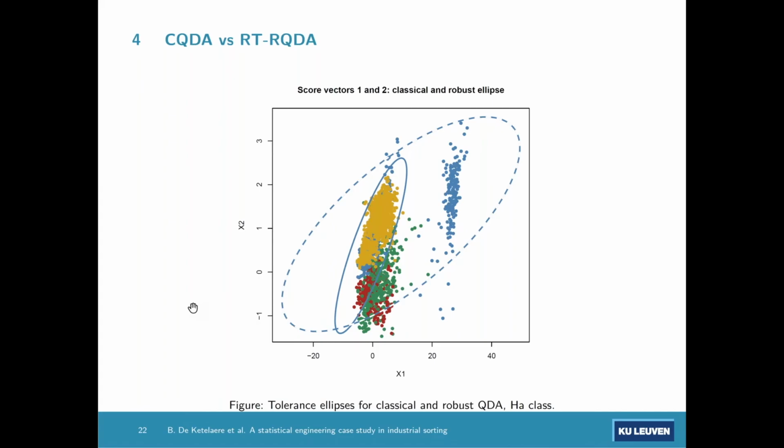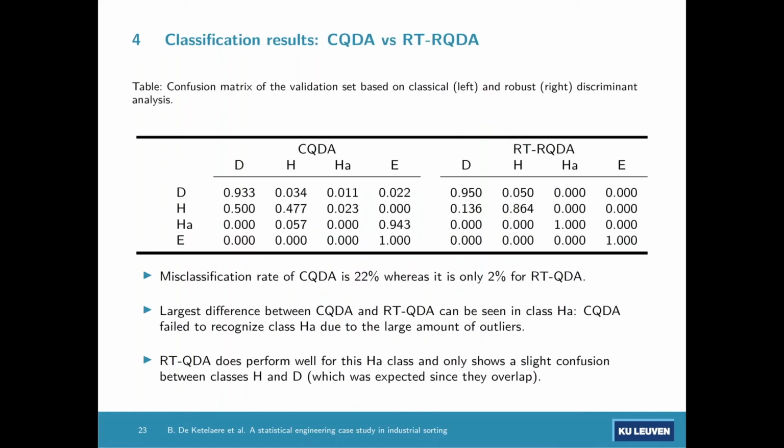So when gathering the data in a sorting machine and looking at the test set, we looked at how well the classifiers are doing. In the classical classifier, you see that it has in total a misclassification rate of 22%. And the 22% is not so much related to class D, which seems to be quite okay in this confusion matrix. But when you look, for instance, at classes H and HA here, those are completely ruined by the fact that in our training set, there was quite some label and measurement noise being present.